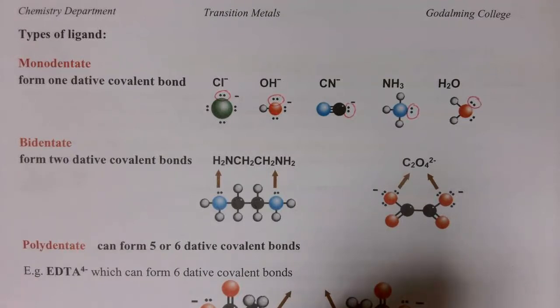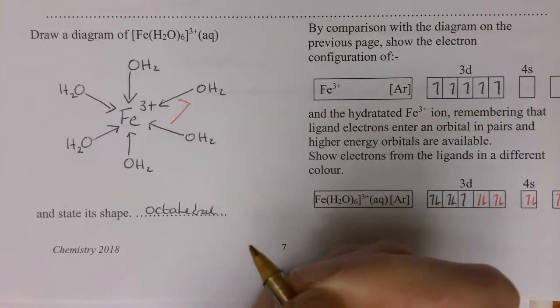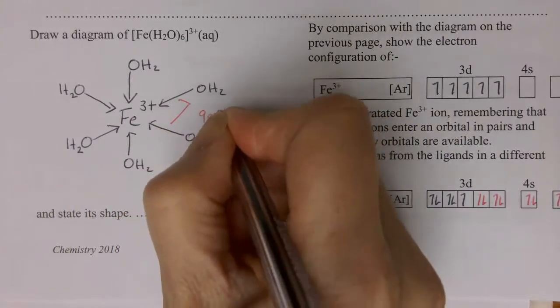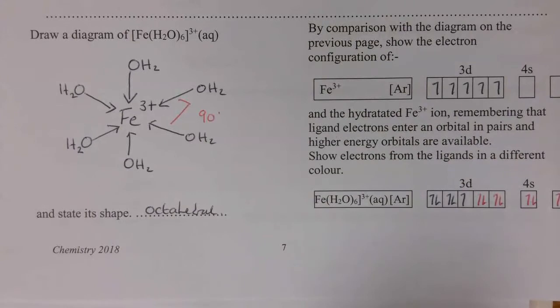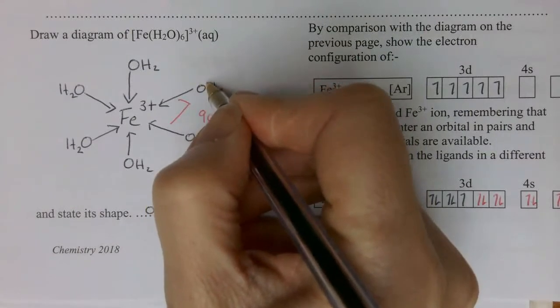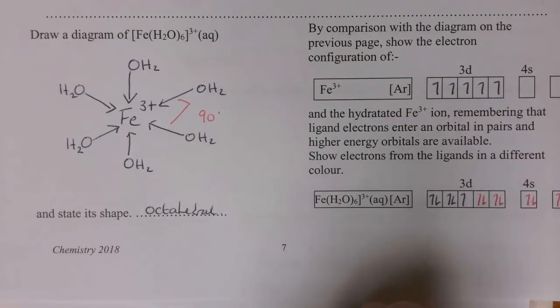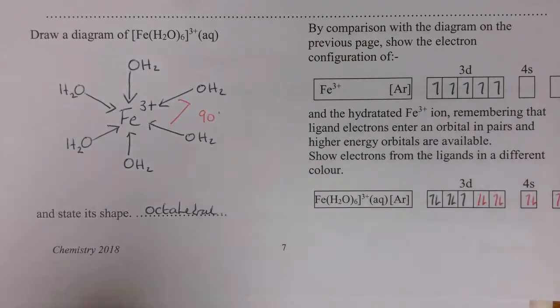Because if you think back to the shape, the bond angles here between these water ligands must be at 90 degrees because this is an octahedral shape. And because those bond angles are at 90 degrees, there's no way that the other lone pair can bend round to join in and come in at the Fe3+ at a 90-degree angle.